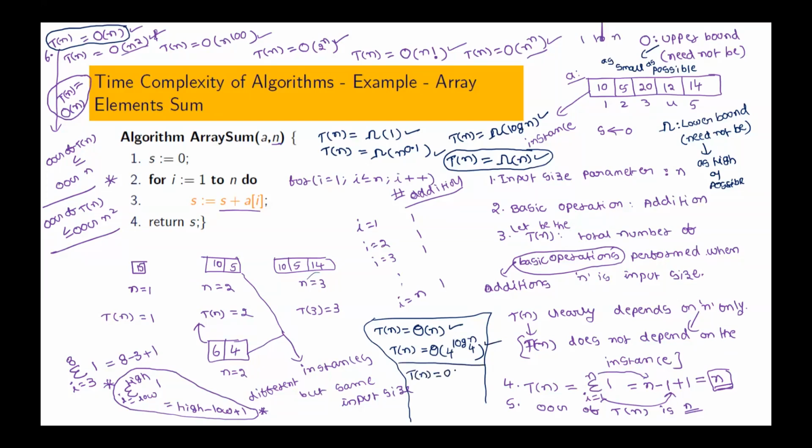Now, T of n, can we write it as little o of n square? Yes, sir, we can write. Can we write it as little o of n power 1.5? Yes, that is also correct. Can we write it as little o of n? No, sir, that is not correct. Can we write it as little o of n power 1.001? Yes, sir, this is also correct.